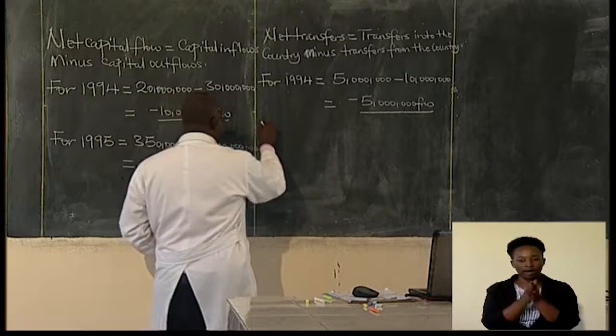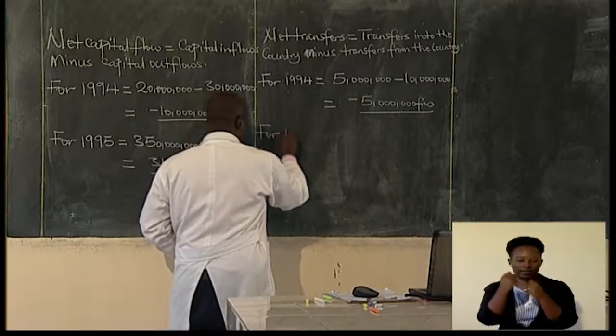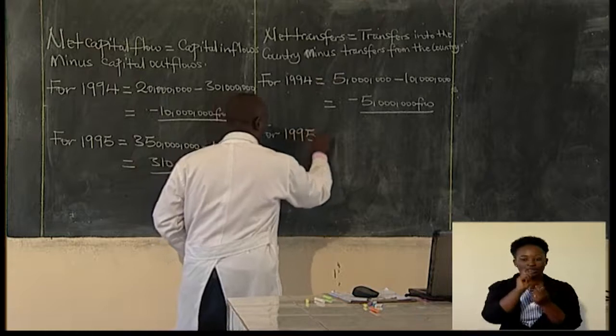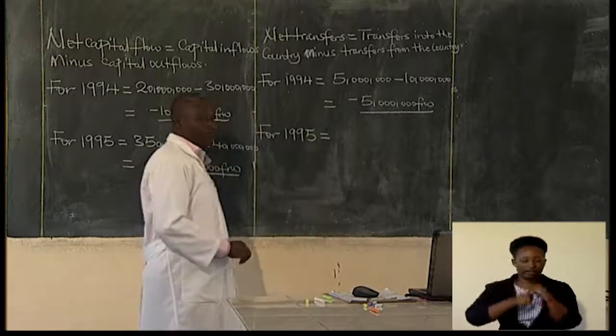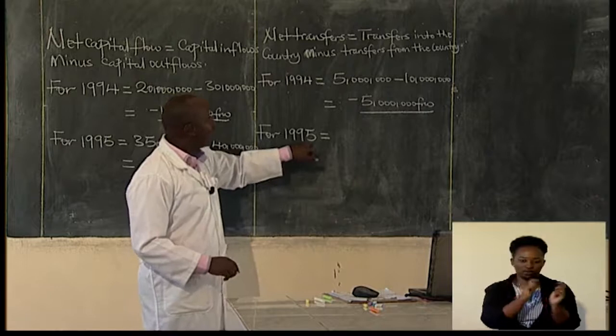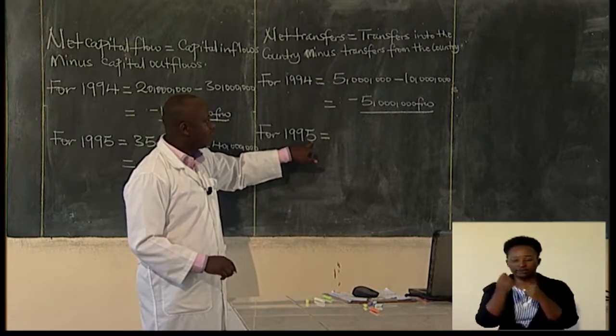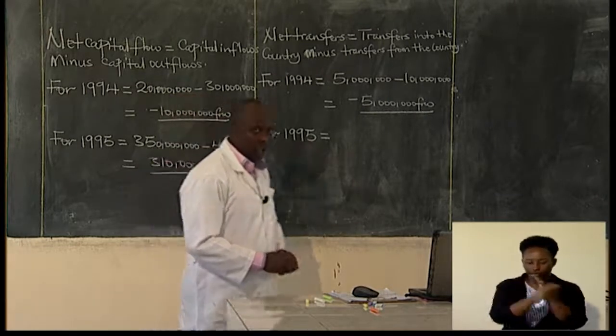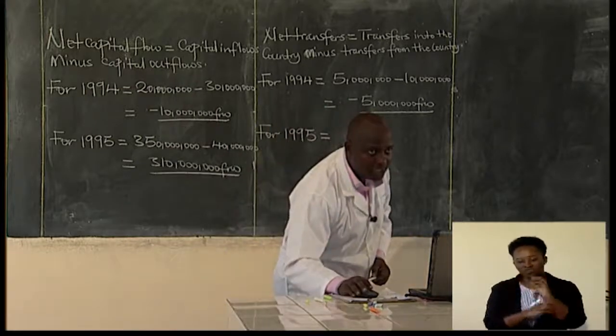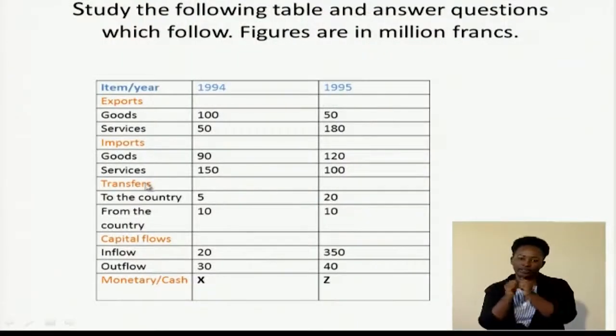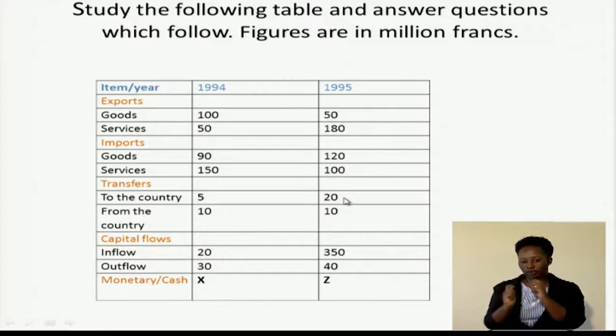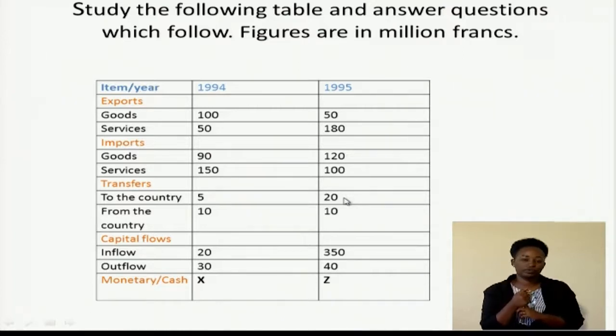And for 1995, because we are calculating the net transfers for both years, to get the net transfer of 1995, we shall get transfers into the country minus transfers out of the country. Look at the column of 1995. On transfers, in 1995, transfers to the country is 20 million. What a country received is 20 million. And we get transfers into the country minus transfers from the country.